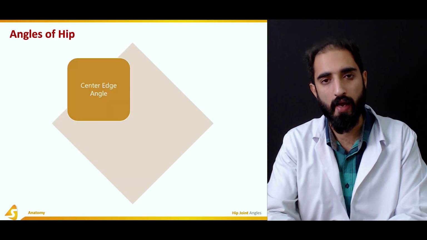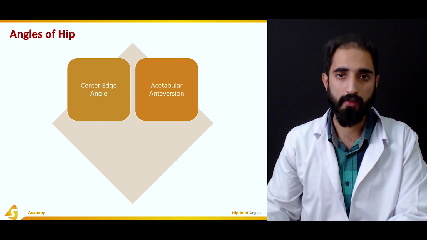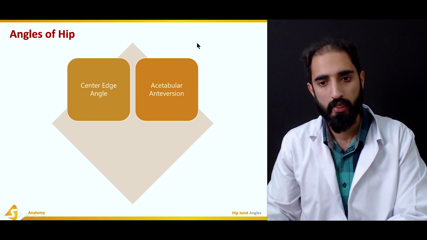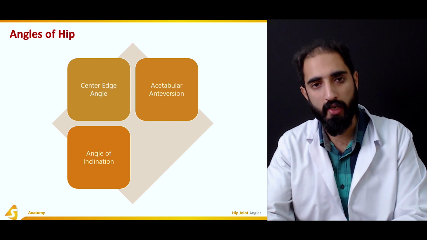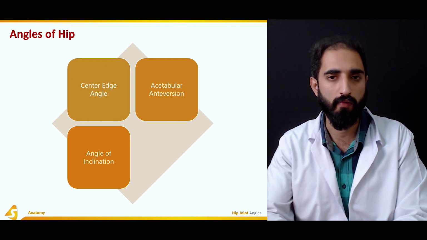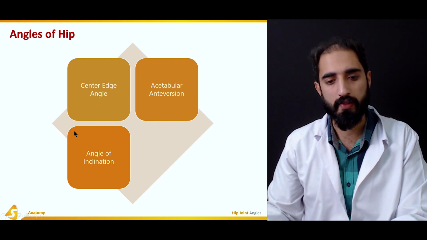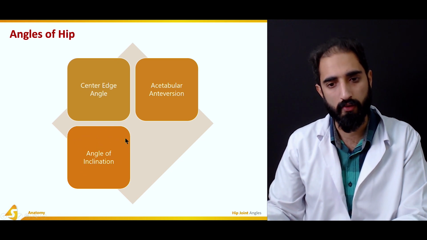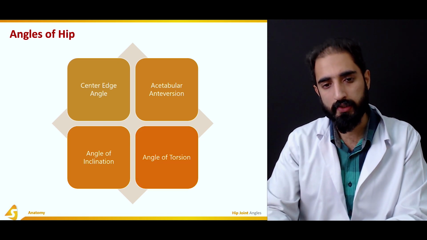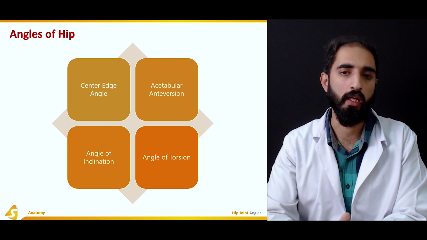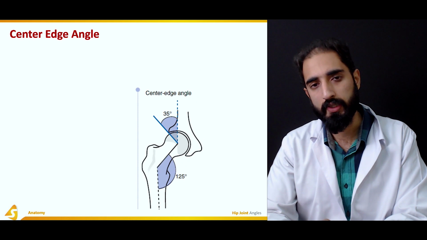As I already mentioned, we have the center edge angle and acetabular anteversion, and these 2 angles are actually the angles of the acetabulum. Then we have a very popular one, the angle of inclination, which is also responsible for conditions like coxa valga and coxa vara. This is a very popular and well-known one regarding the structure of the hip joint among the other 3. The second angle which is associated with the femur is the angle of torsion. So let's start off with the angles of the acetabulum.